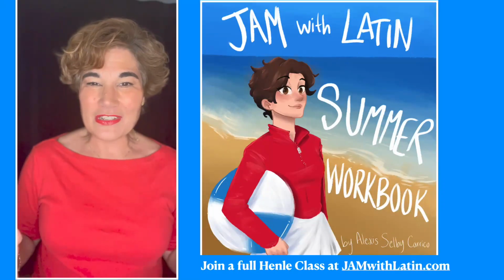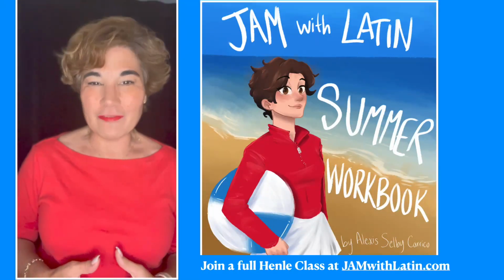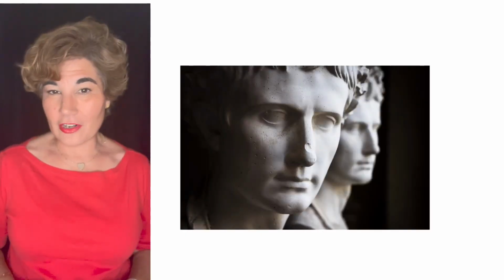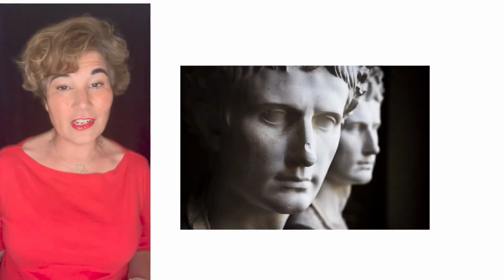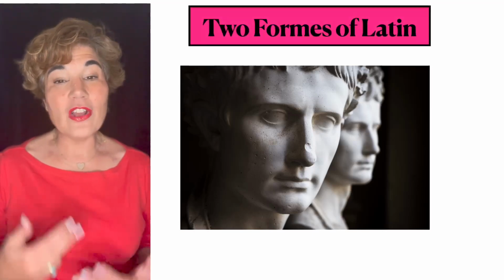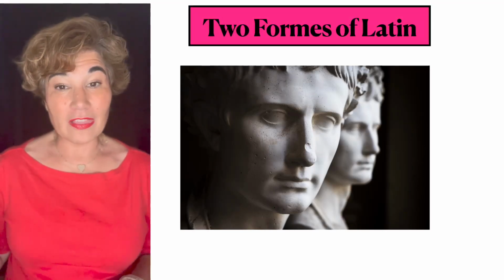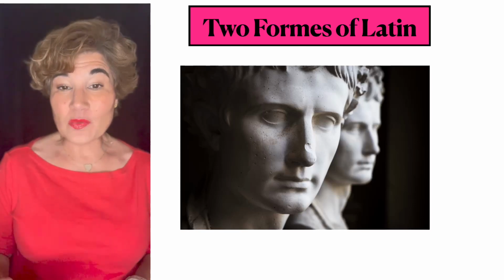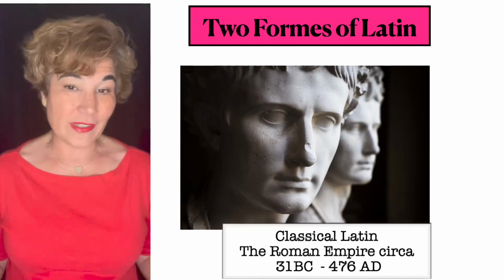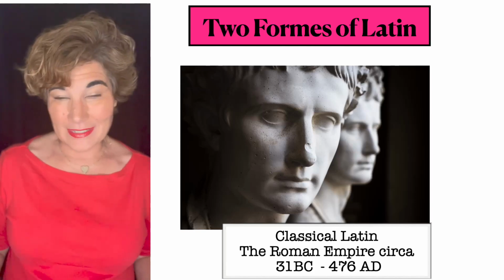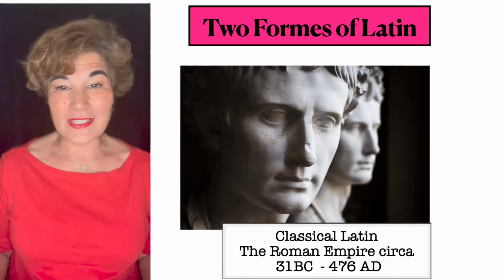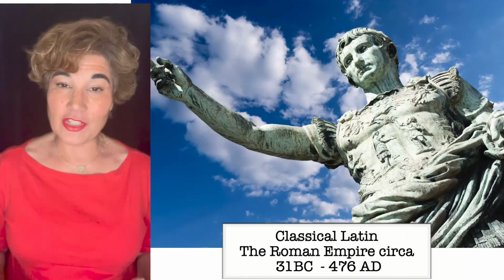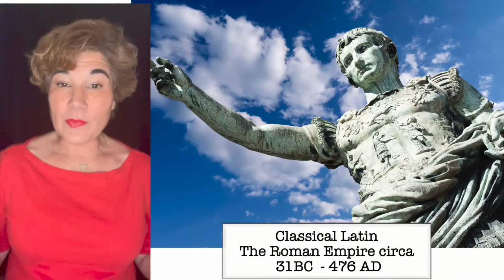Now, let's get into the basic grammar of Latin vocabulary. Before we get started on our vocabulary, there are some rules I'd like you to know. The first one is there are two forms of Latin, the way people speak or read Latin. The first one is called the classical pronunciation, which was used during the time of Caesar Augustus and the Roman Empire. That is the one that Jam with Latin chooses to use in our pronunciation.